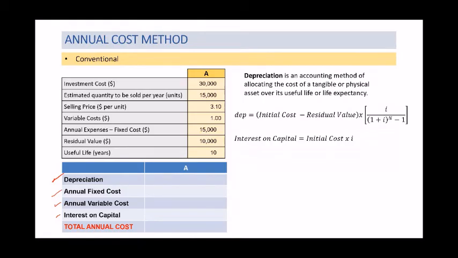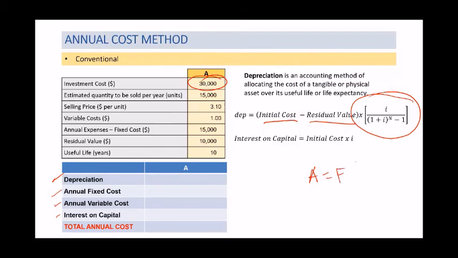If it is a machine and the cost of the machine is 30,000, we need to distribute that over its useful life. That means we need to divide this over 10 years. But of course, for 10 years, it is also affected by the time value of money. Okay, so how to compute for the depreciation? Initial cost minus the residual value, and I'm sure you can still remember this. Can you remember that one?